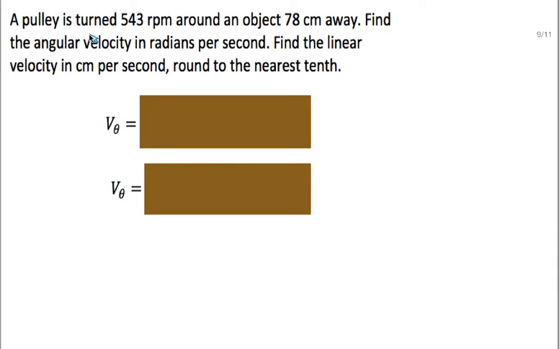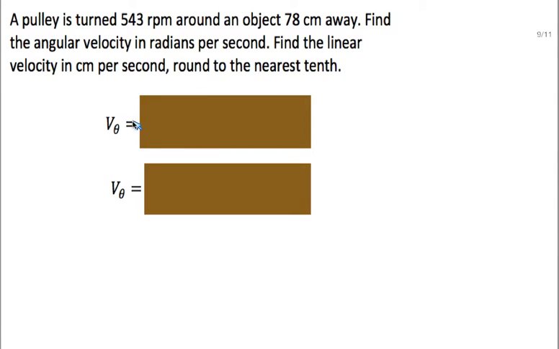All right, so we have a pulley that is turned at 543 revolutions per minute around an object 78 centimeters away. They want us to find the angular velocity in radians per second, and they want us to find the linear velocity in centimeters per second, rounded to the nearest tenth.